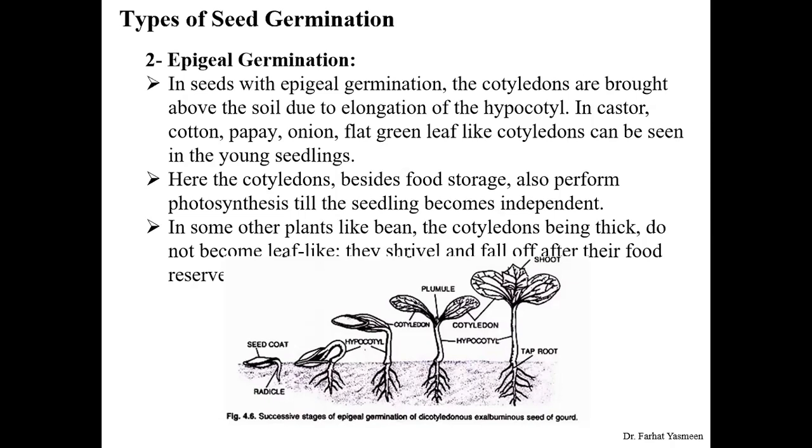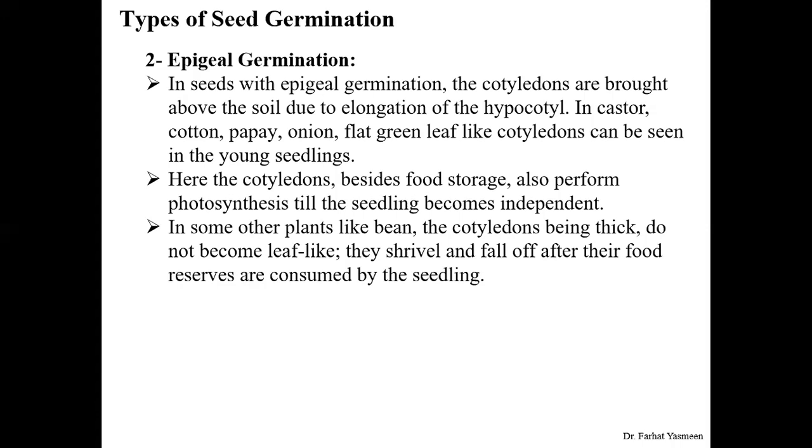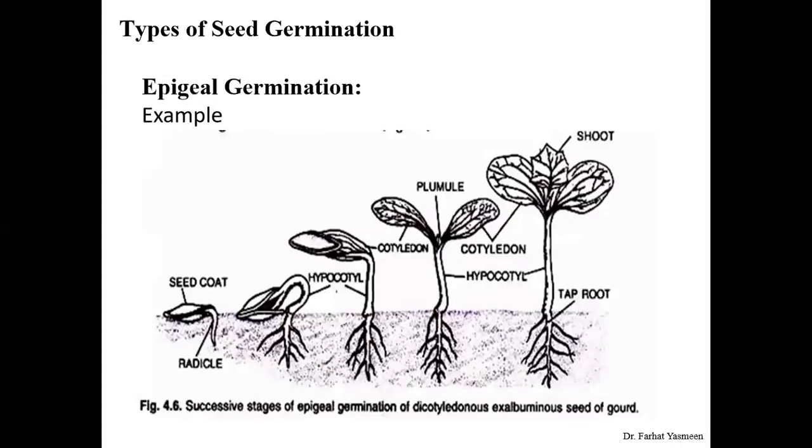Here, the cotyledons, besides food storage, also perform photosynthesis till the seedling becomes independent. In some other plants like beans, the cotyledons, being thick, do not become leaf-like. They shrivel and fall off after their food reserves are consumed by the seedlings.